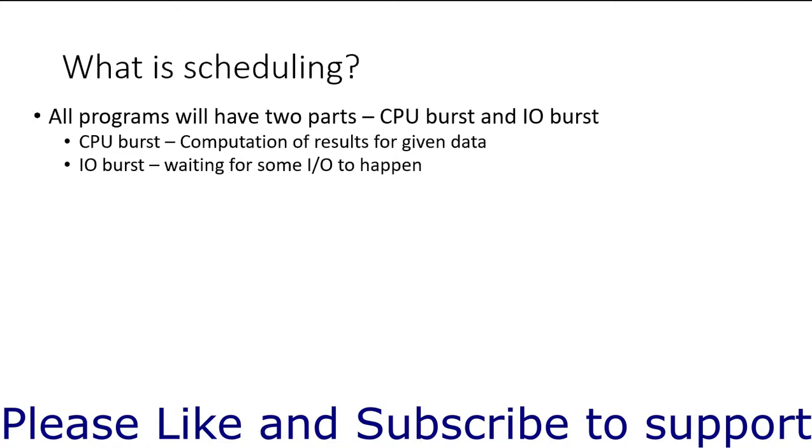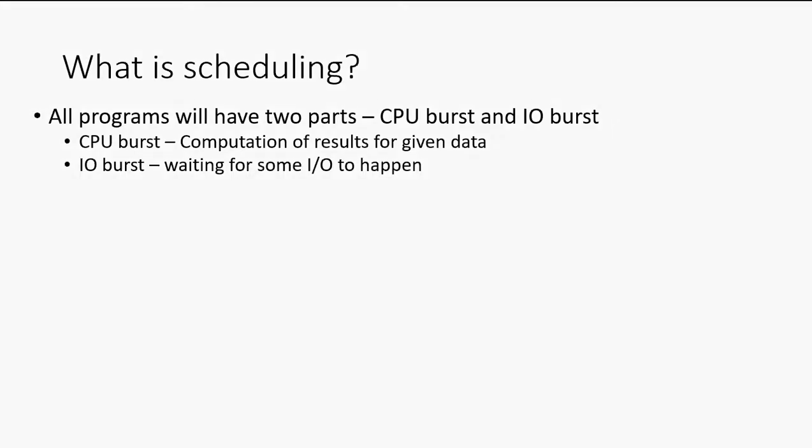Say, for example, you have already captured some signal via ADC and now you want to compute to make sense of this ADC data. The next is IO burst. That means waiting for some IO to happen. Taking back our ADC example, when a signal is fed to the ADC peripheral, you are waiting for the interrupt to come from the ADC peripheral, which indicates that it has completed the acquisition.